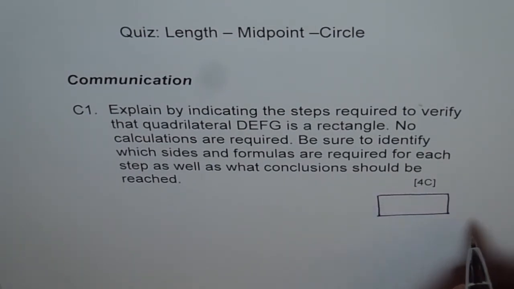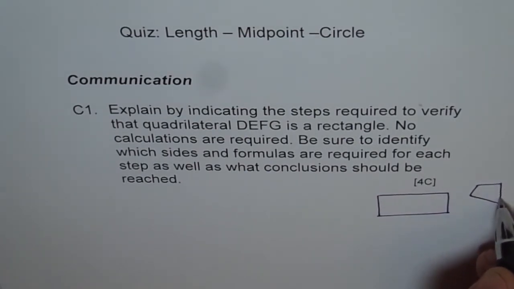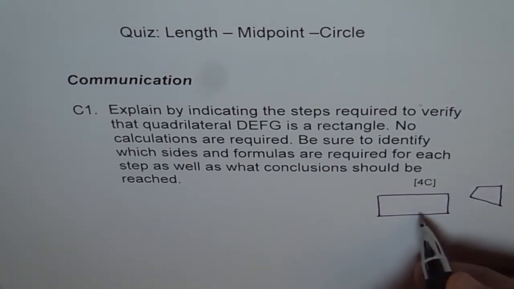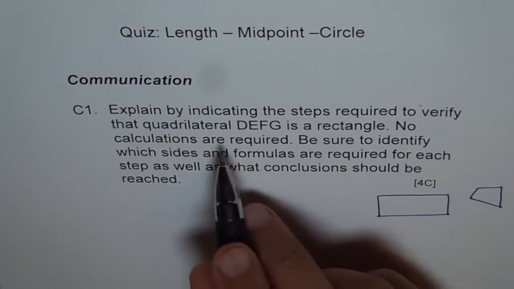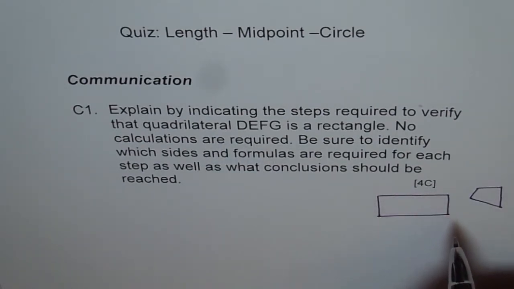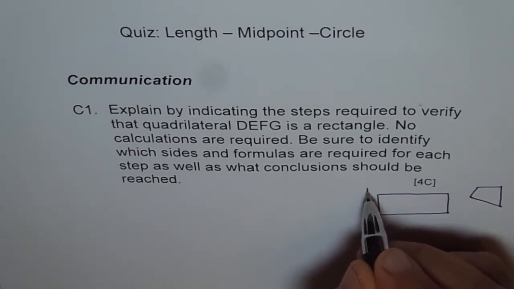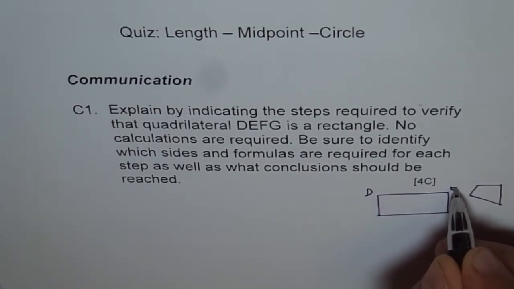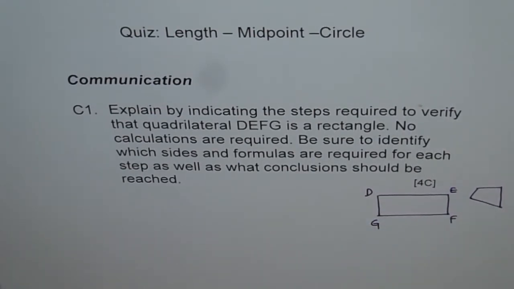A quadrilateral could be any shape, so it could be like this, okay? But a rectangle is special, and we have to show that our quadrilateral is actually a rectangle. So let's draw it like a rectangle, and D, E, F, G are the vertices. It's best to label them in one order: D, E, F, and G. So that becomes our quadrilateral.